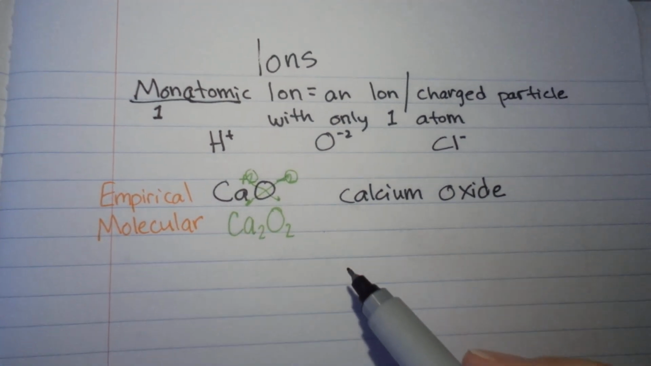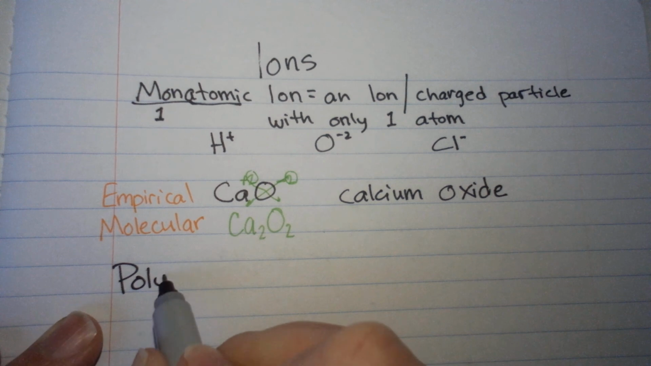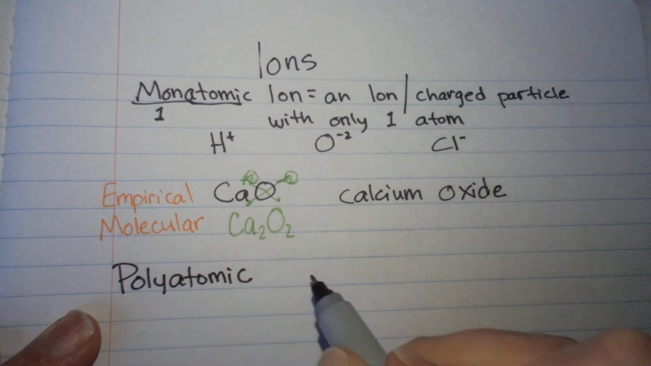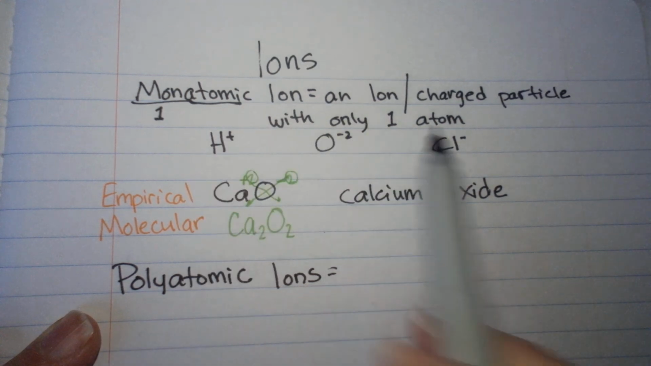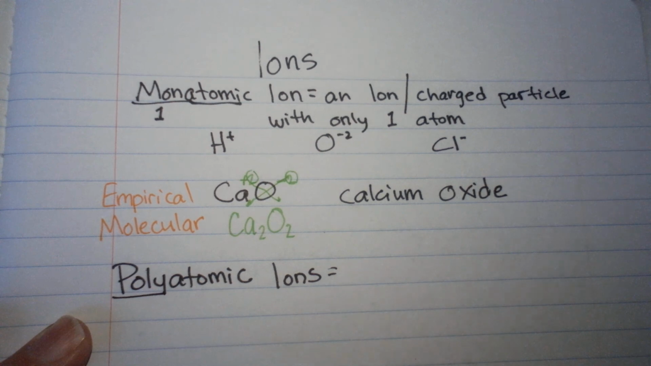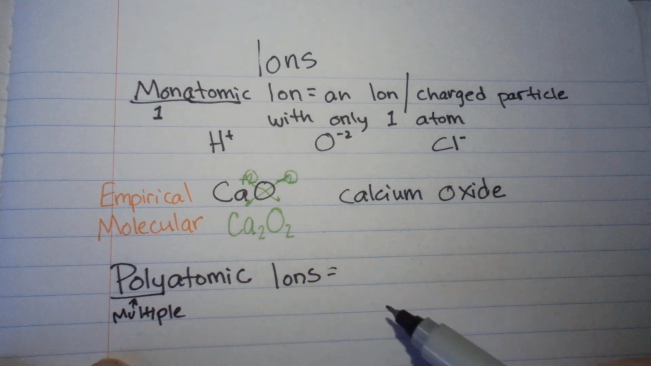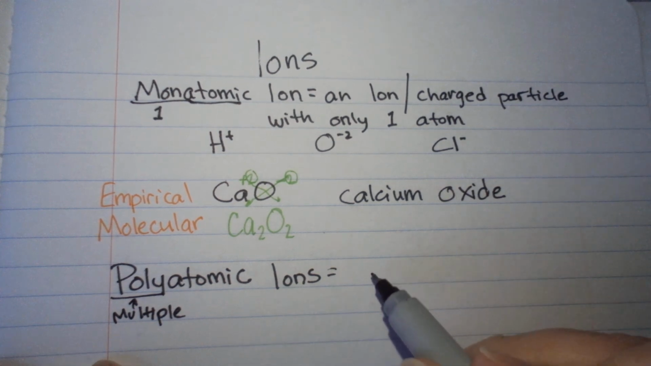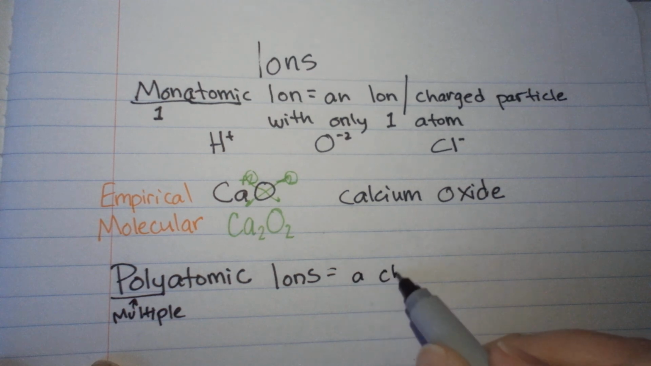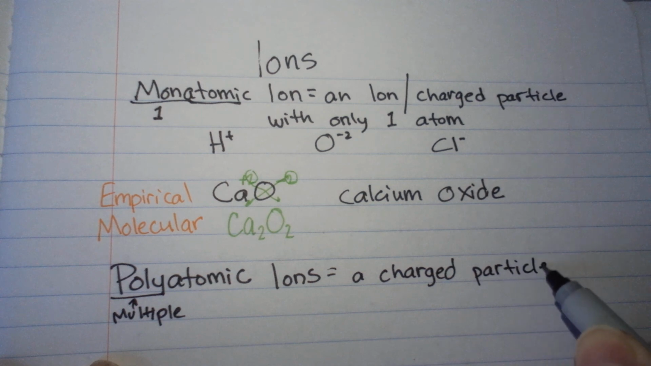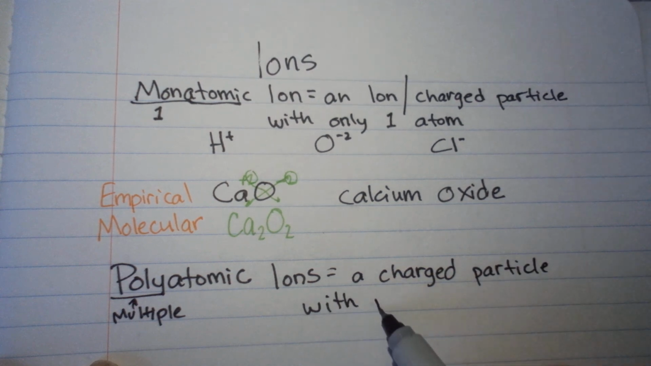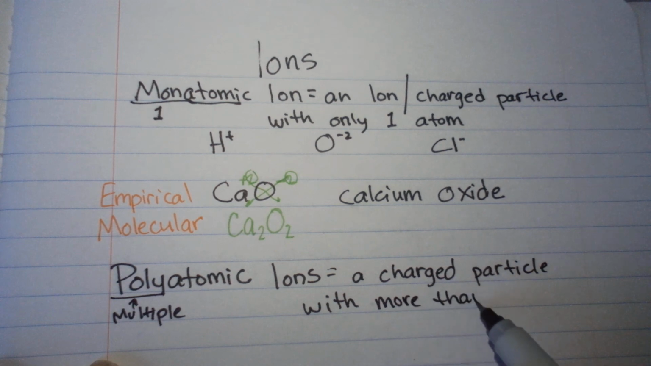But let's put a definition on polyatomic ions. So if monatomic ions are ions with only one atom, what does poly mean? Poly means multiple. So multiple atoms in an ion. So a polyatomic ion is a charged particle, because it does have more than one atom, with more than one atom.